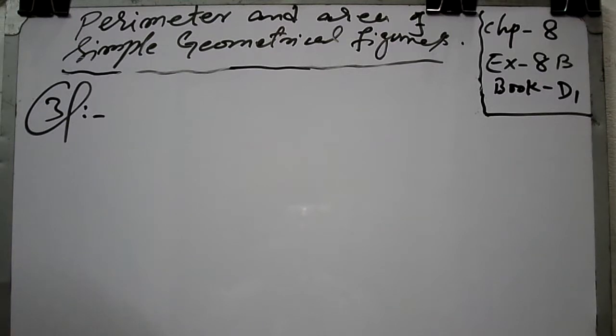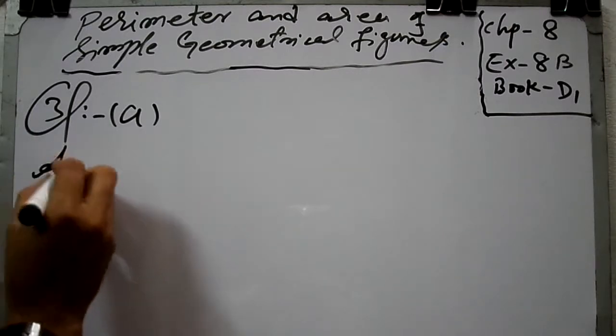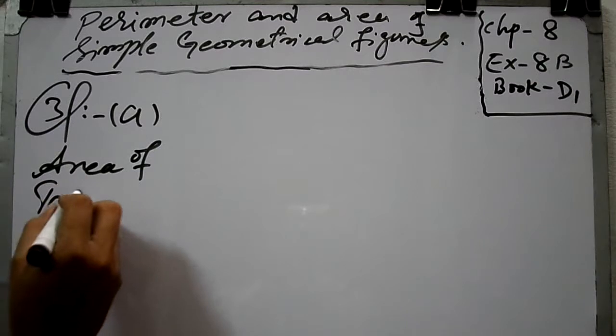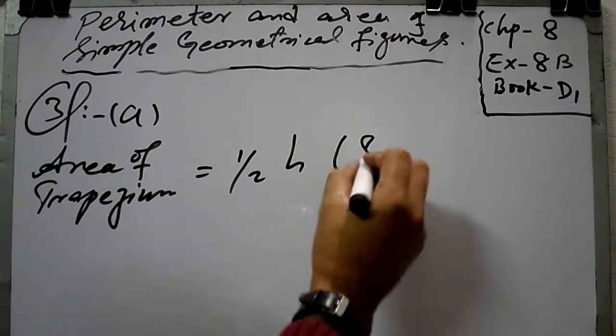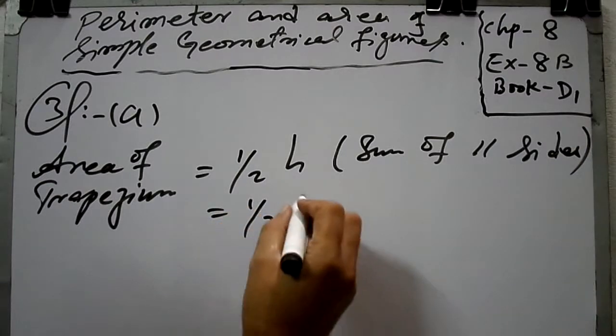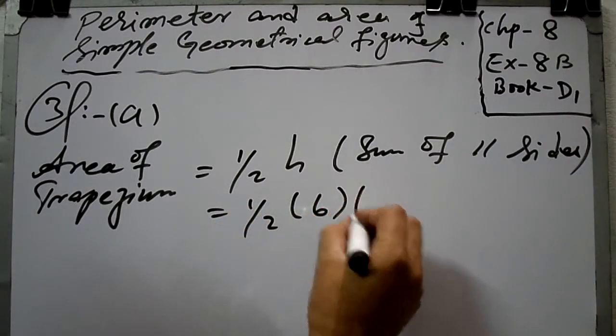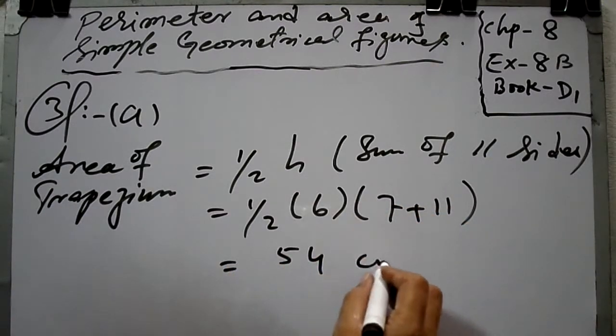In question number 3, once again you have to find the ABC table, because it has been given: copy and complete the following table for trapezium. For example, in part A we have to find the area of trapezium. Area of trapezium is equal to half height, sum of parallel sides. So we have a simple formula; putting the values, that is 6 being given in your table, and the sum of parallel sides is this one. After simplification you will get 54 centimeters square.